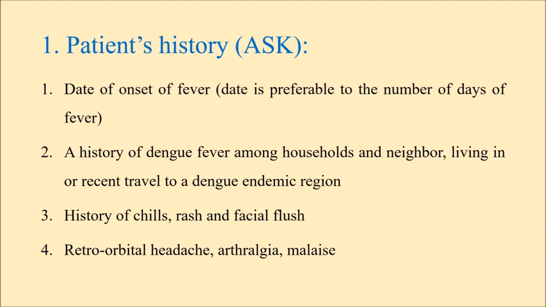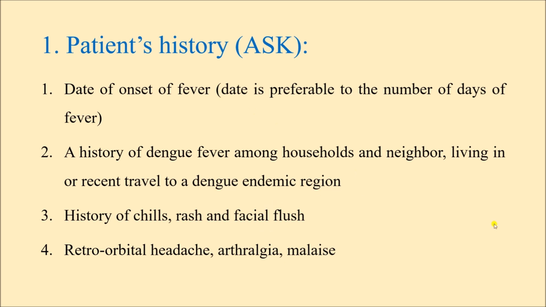Let us first talk about the patient's history. There are certain things that we need to ask the patient in detail. First is to know the date of onset of fever. So when the fever started, rather than for how many days he is having the fever, because sometimes a patient may give us wrong information. Maybe he does not remember for how many days he is having fever. It is easier for him to remember that on this particular date I started having the fever. So the date of onset of fever is more important.